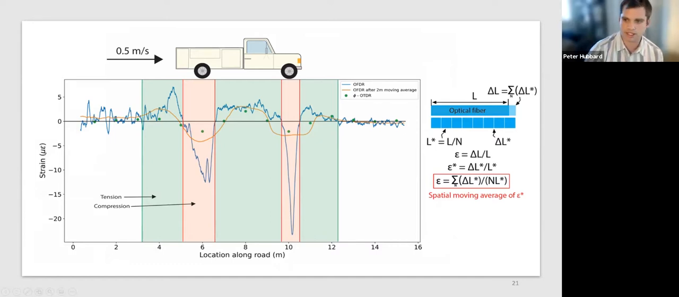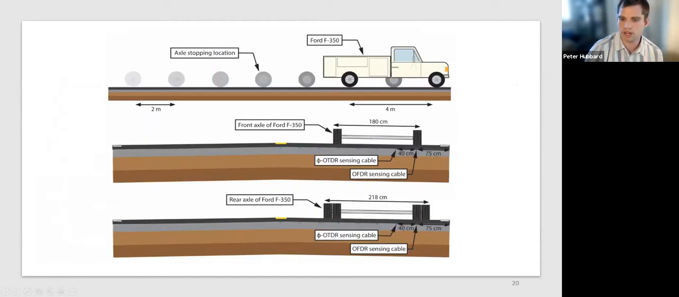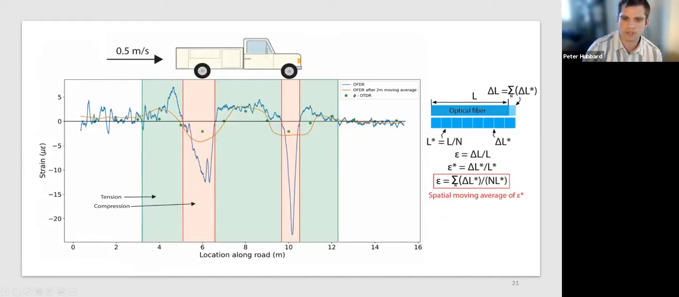The only difference, which is a bit of a bummer, is that the DAS cable is 40 centimeters outside of the axle, and roads are not uniform stiffness. They actually decrease in stiffness towards the edge of the road. So this is the least stiff part of the road, and it continues to increase to the most stiff part, which is at the crown, and then the least stiff part again. So the most comparable is this, 40 centimeters away from this OFDR cable. So we can see slightly less.